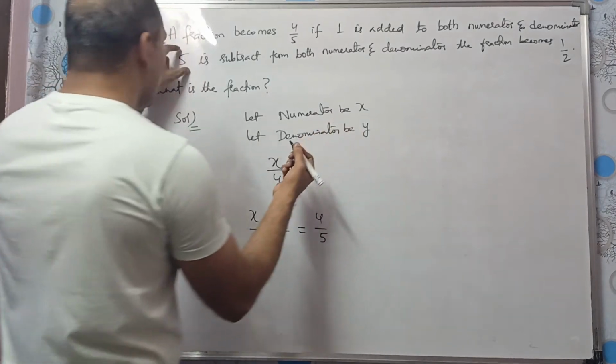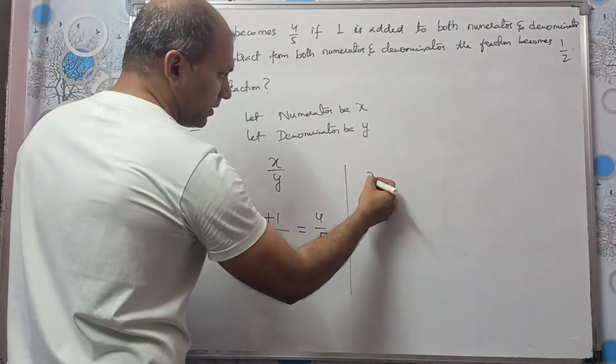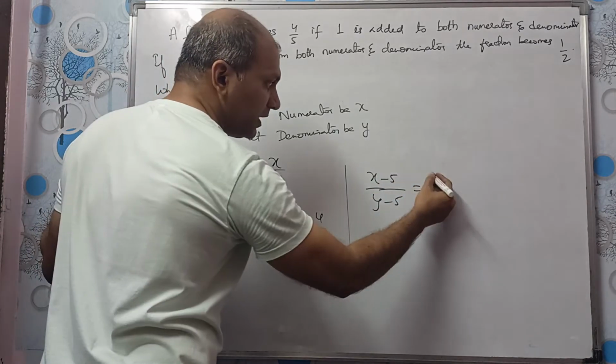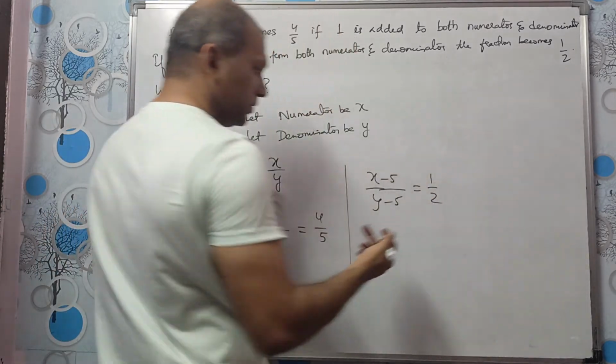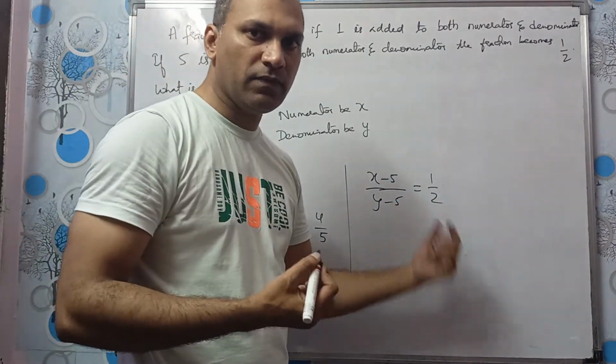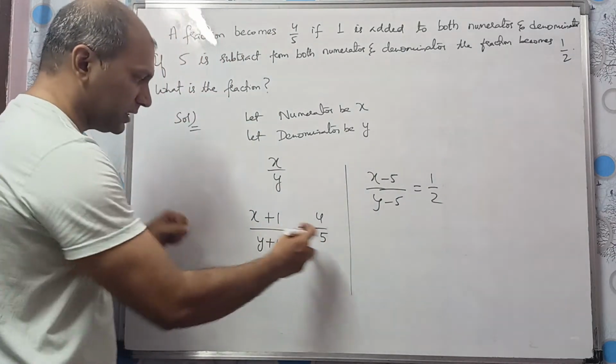However, if 5 is subtracted, we have a fraction. If 5 is subtracted from both numerator and denominator, it will become 1 by 2. So we'll have a second equation from here. We can use any method we like and find the values of x and y. Okay, let us find out.